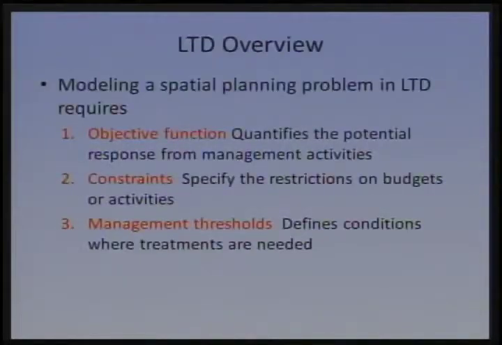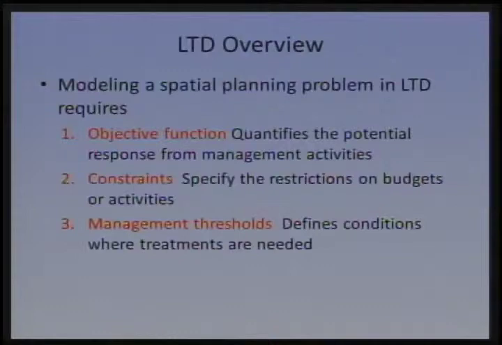So, LTD overview. Briefly, modeling a spatial planning problem in this program and in general involves three key things. One, an objective function. It quantifies the potential response for management activities, whether you're doing stream restoration, wildlife habitat improvement, or whatever you want to quantify. If I do some management to a particular area, I get this back. Could be thinning volume.